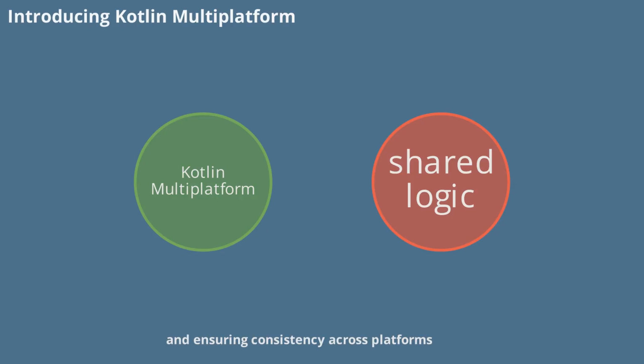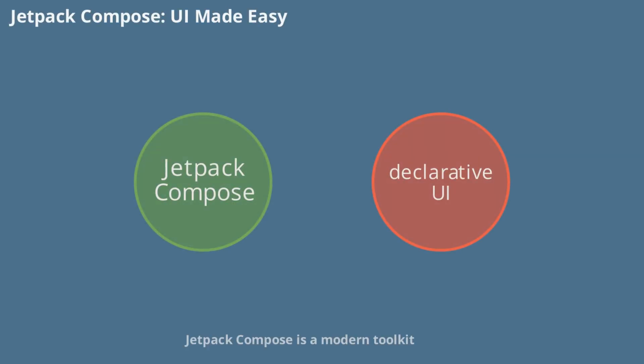Jetpack Compose is a modern toolkit for building native UIs quickly and efficiently. With its declarative syntax, you can describe your UI in code, making it easier to create, update, and maintain. Compose also encourages reusability, allowing you to build modular components that can be shared across different screens and even platforms. This not only speeds up development, but also helps maintain a consistent look and feel throughout your app.